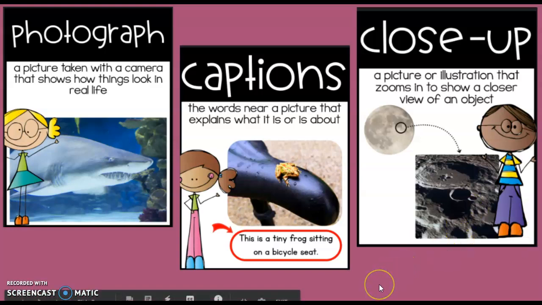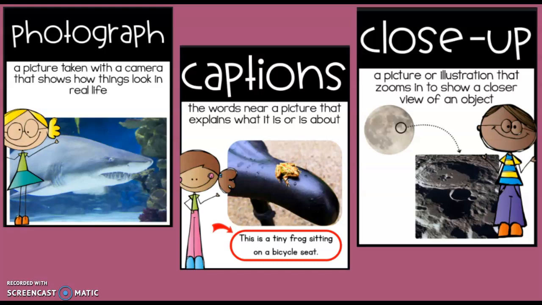So sometimes we look at it and we're like, oh my goodness, like even this example here, for a minute you might go, oh my goodness, what am I looking at? But the caption, these little words underneath the picture, tell us what's going on. They tell us what's happening in the picture. So it says, this is a tiny frog sitting on a bicycle seat. Well, when I first looked at it, I didn't notice that it was a bicycle seat, and I maybe had to look a little closer to see that, oh, it's a tiny little frog. So captions can be very helpful for us to know what's going on in the picture. What is it that we're looking at?